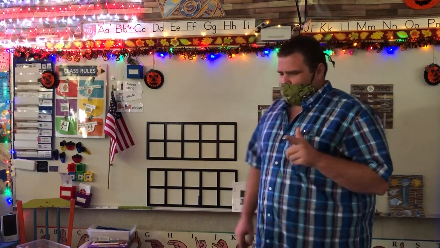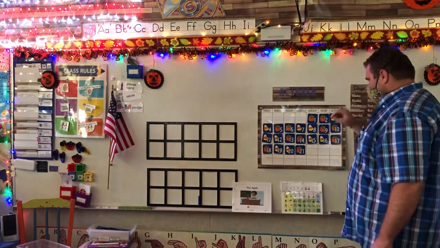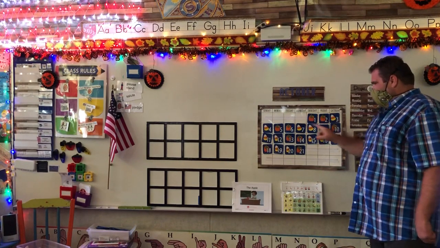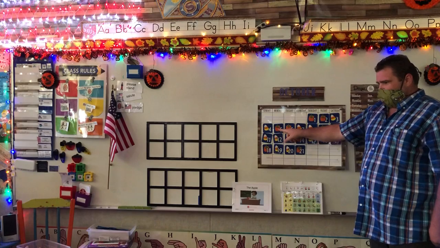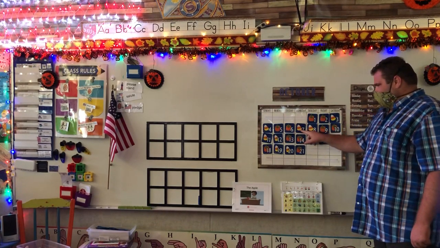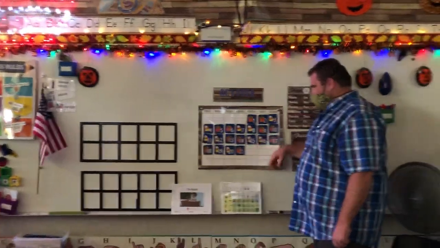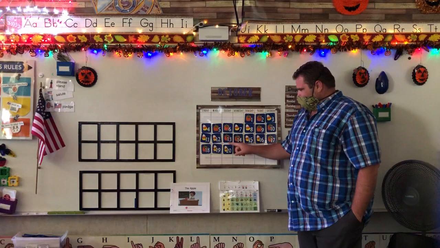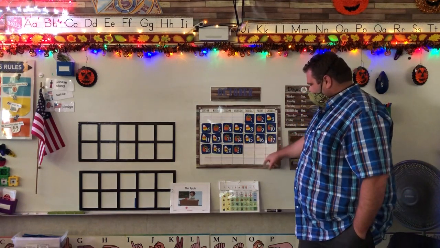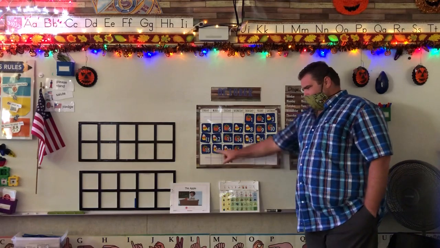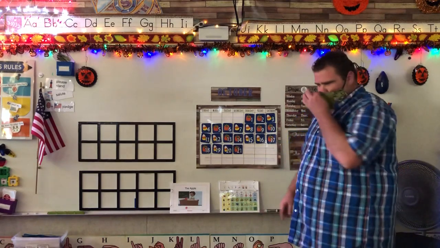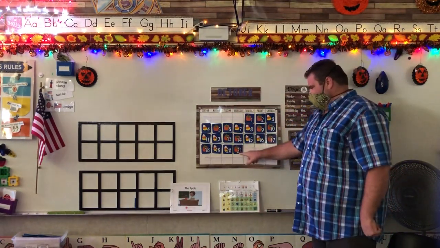And now we want to count all those days, starting with one. Get your finger ready. Okay, so get ready. Here we go. One, two, three, four, five, six, seven, eight, nine, 10, 11, 12, 13, 14, 15, 16, 17, 18, 19, 20, 21. We've been in October for 21 days.